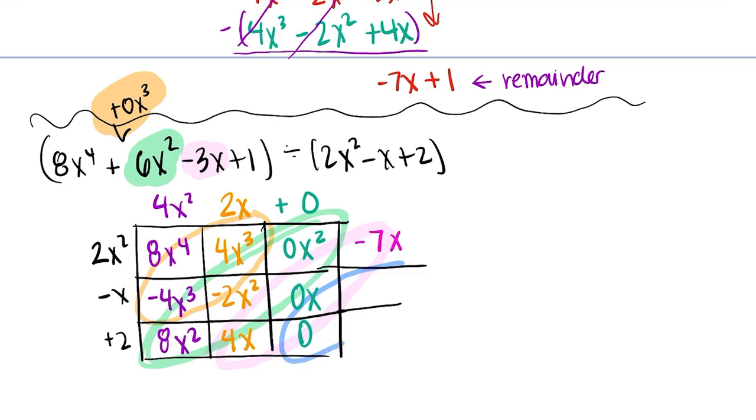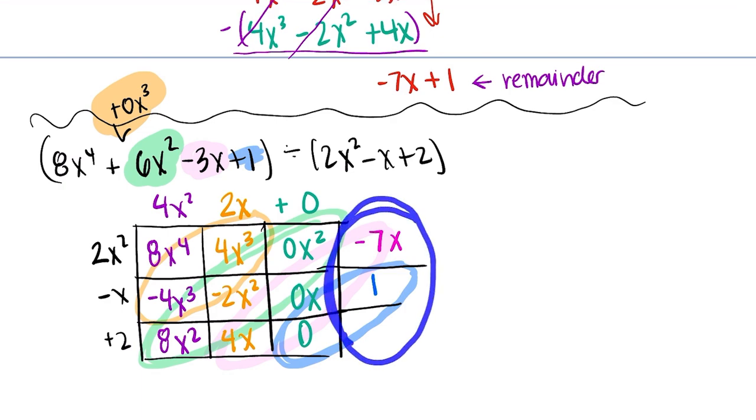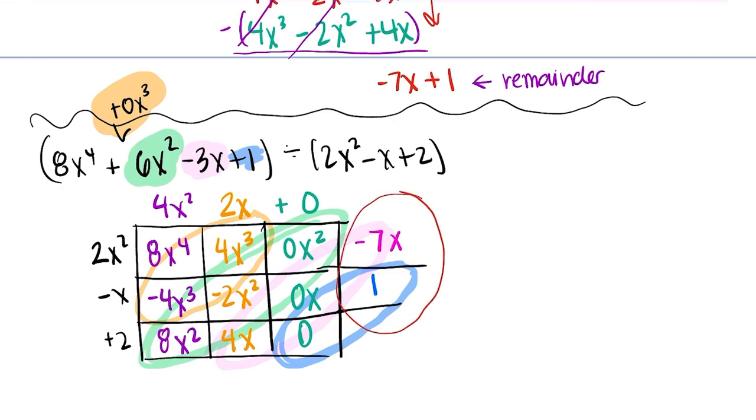Okay, let's look right here. We've got a 0. It should add to a 1. So 0 plus 1 is 1. And so I have my 1 right here. This last column, once we get below the x squared in this column, we're on my remainder. So my remainder here is going to be negative 7x plus 1.